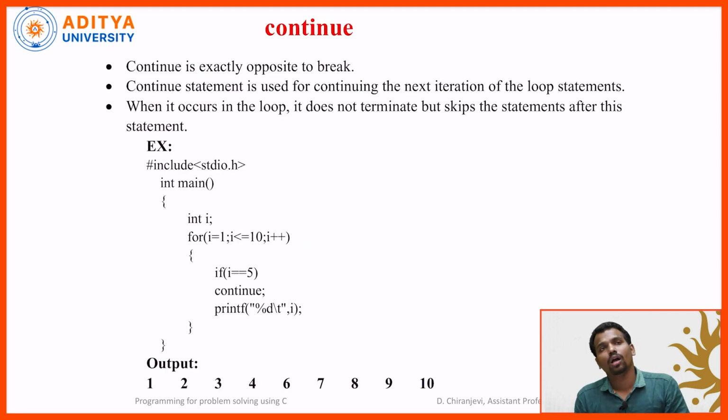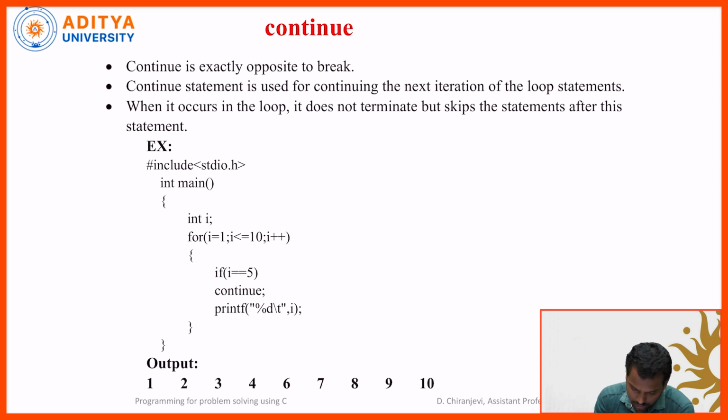Now continue. This continue jumping statement works exactly opposite to the break; it won't stop the loop, it only skips that particular iteration which you specified in the condition. Again it will continue from the next number. Now if you see, continue is exactly opposite to break. The continue statement is used for continuing to the next iteration of the loop statement. When it occurs in the loop, it does not terminate, but it skips that particular statement. After the statement, again it will continue.